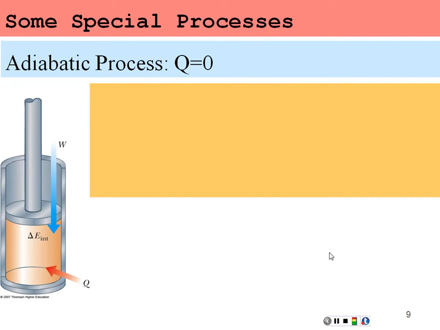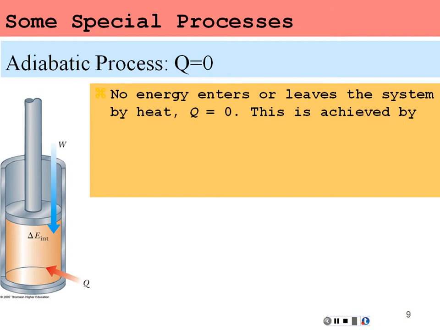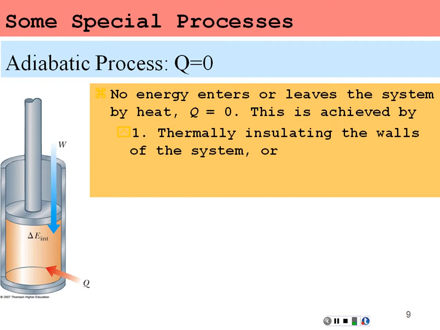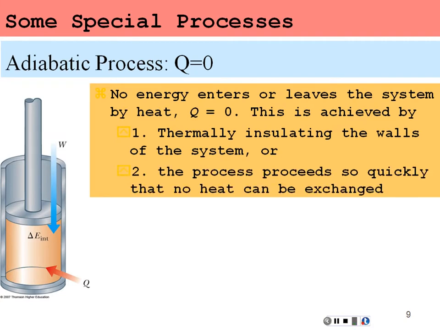Here's a special process, the adiabatic process, which we hinted on before. It means that we have an isolated system in such a way that no heat is added to the system as we go through our process. No energy enters or leaves the system by heat. This can be achieved by thermally insulating the walls of the system so well that heat can't be exchanged, or by doing the process so quickly that heat doesn't have a chance to be exchanged. And oftentimes that's the way the adiabatic process works. We do it so quickly that we don't have a chance for exchange and equilibrium to take place between the system and the environment outside.